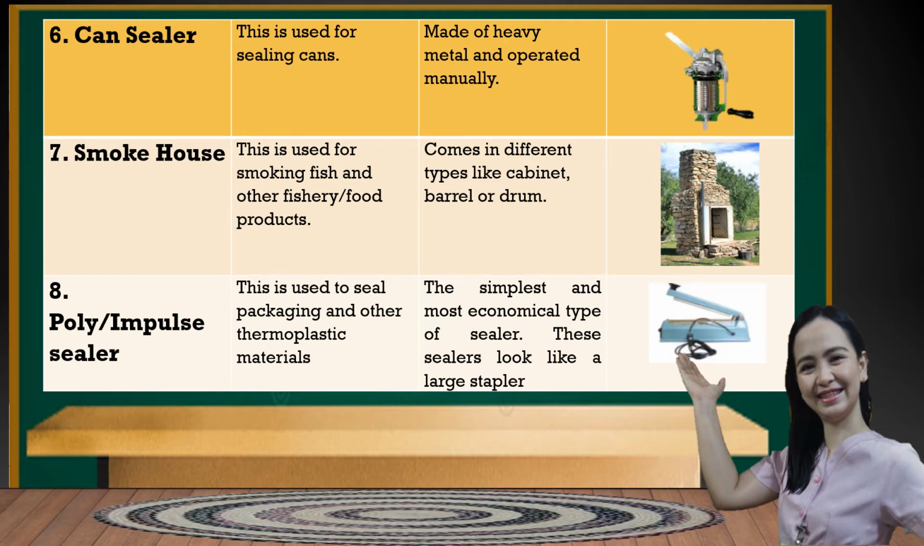The next one is a poly or impulse sealer. This is used to seal packaging and other thermoplastic materials. The simplest and most economical type of sealer. These sealers look like a large stapler, as what you see in the picture. Let's continue.